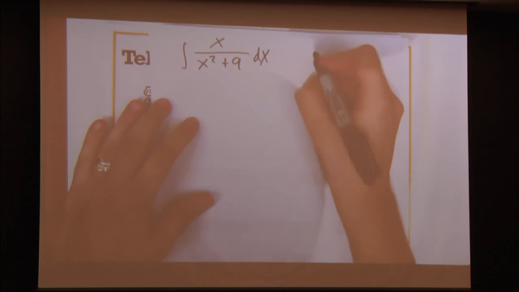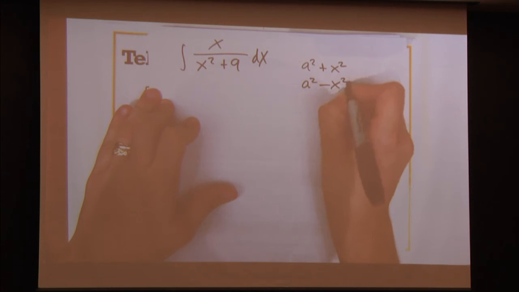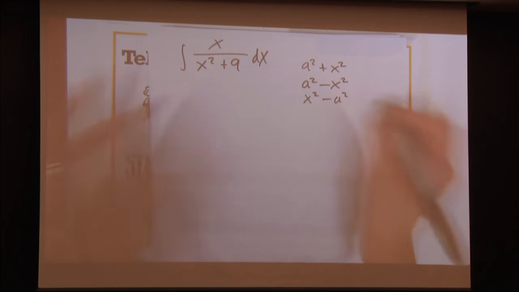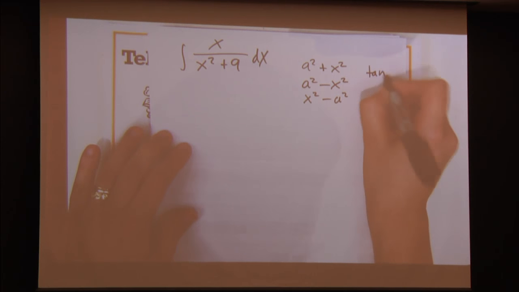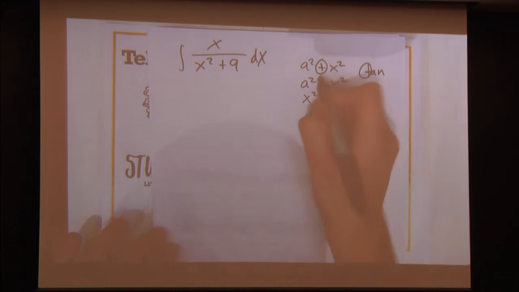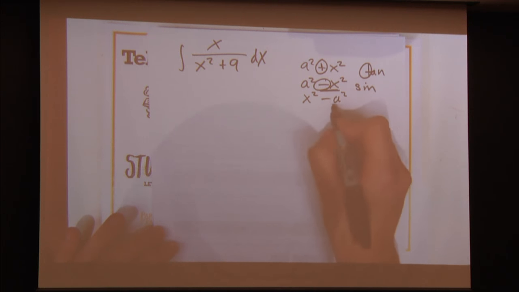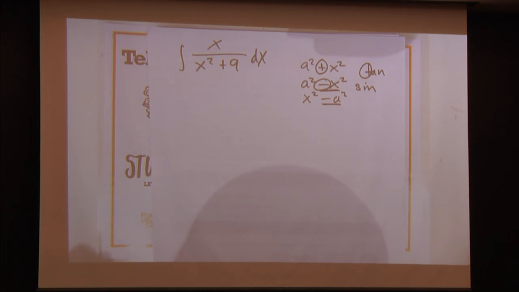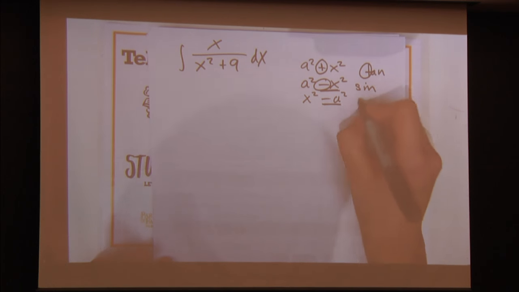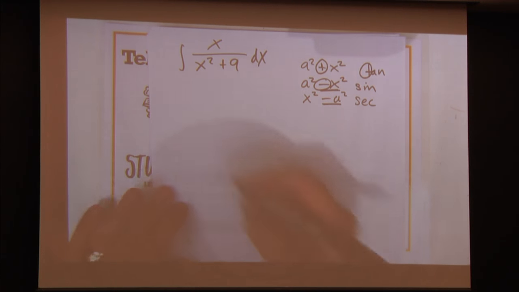Okay, so we have our forms. We have a squared plus x squared, a squared minus x squared, and then x squared minus a squared. Plus is tan. Both look like pluses. Minus is sine with the variable. Minus a is secant, yeah. We're going to be using the plus, so tangent. This should be the easiest one to remember. Don't get it wrong. Plus and t look very similar.